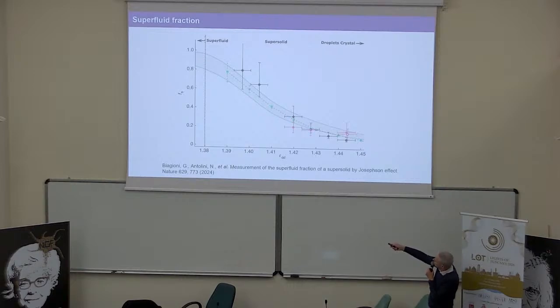The superfluid fraction goes from 0 to 1 in principle. And along this axis we can change the interactions in our system, moving from the superfluid on this side, which is the superfluid fraction consistent with 1. You can see the experimental points. Going towards the crystal side, which should have a superfluid fraction of 0. So all this region here where the superfluid fraction is between 0 and 1 is supersolid.